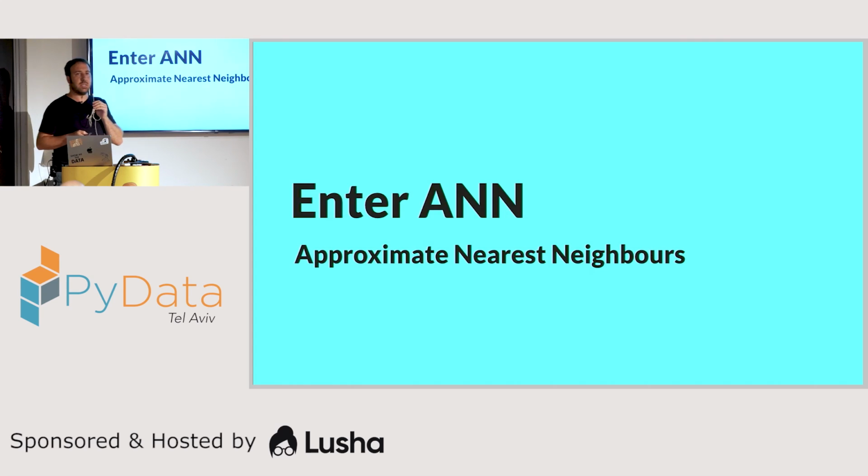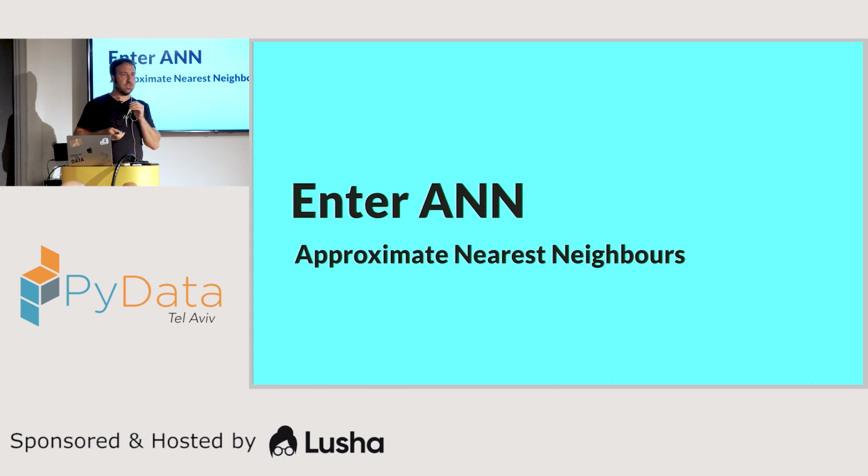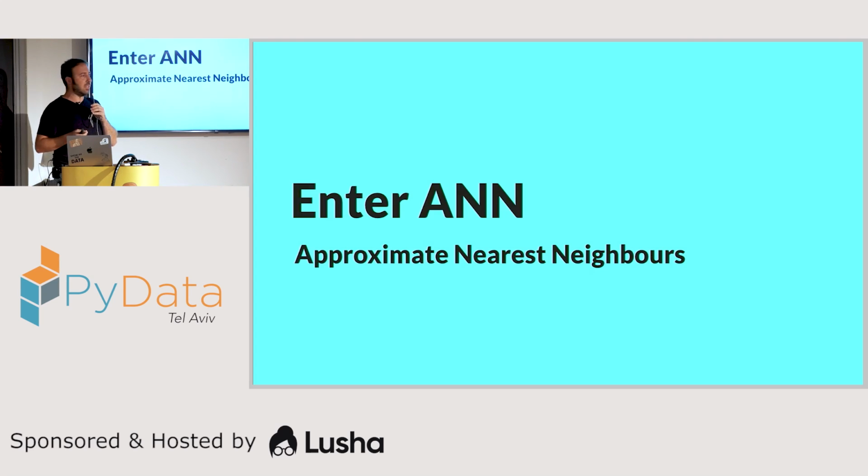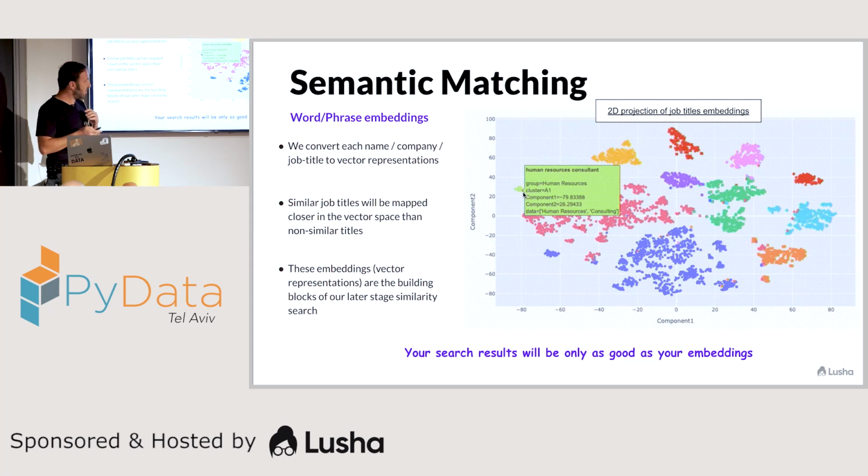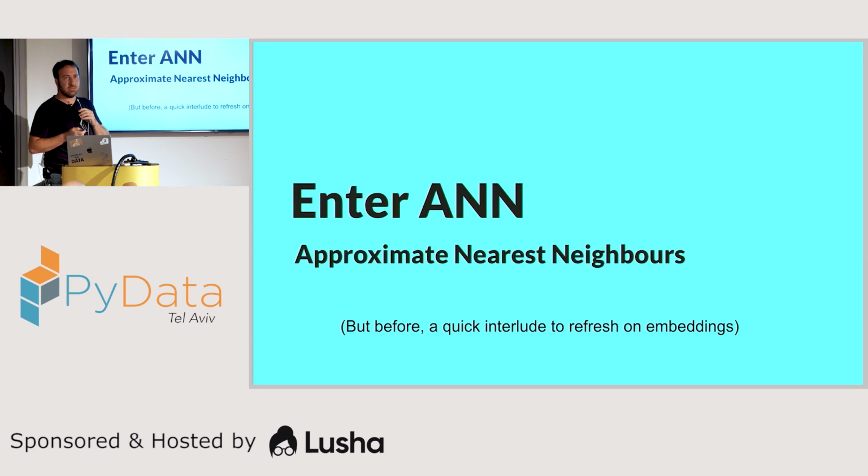So here I enter ANN, which is not artificial neural network. It's approximate nearest neighbors. It's approximate because, unlike KNN, we're not doing an exhaustive search, comparing the whole distance between each record and all others. We're doing something approximate. We sacrifice some accuracy, but we gain a lot of performance and speed, so we can actually scale it up.